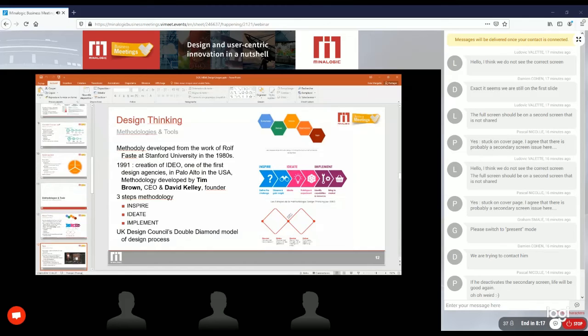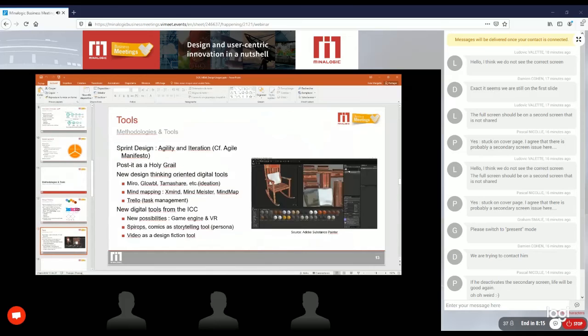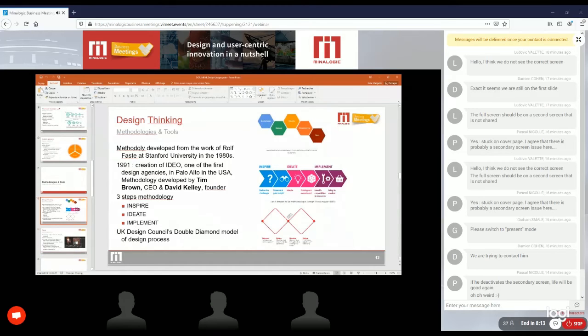Another model which is often mentioned is the UK Design Council's Double Diamond model, which defines this iterative design process, and we go back if we need to improve the services or the product, in an iterative process. Next slide, Kate, please.